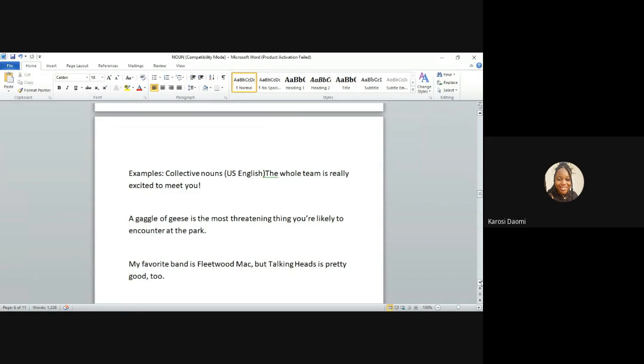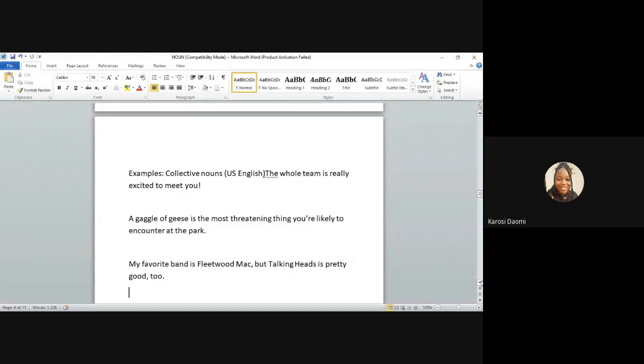It's referred to as singular, even though it's quite a number of geese, more than two, probably 2, 3, 4, 5, 6, but they're still referred to as singular. So a gaggle of geese is the most threatening thing you're likely to encounter at the park. Then you have another example here.